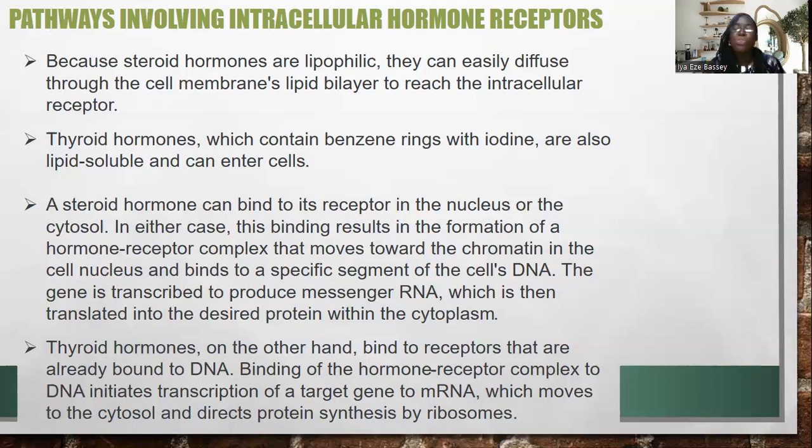For thyroid hormones, usually they bind to receptors that are already bound to DNA, unlike the steroid hormones that had to bind to the receptor and then move to the nucleus. The thyroid hormones go directly and bind to receptors that are already bound to DNA. And the binding of the hormone receptor complex to DNA now initiates transcription of a target gene to mRNA, messenger RNA, which now moves to the cytosol and directs protein synthesis by ribosomes.